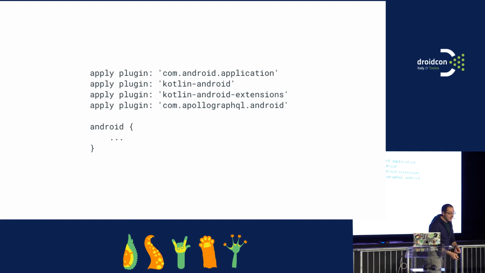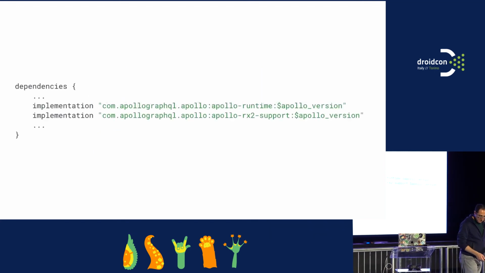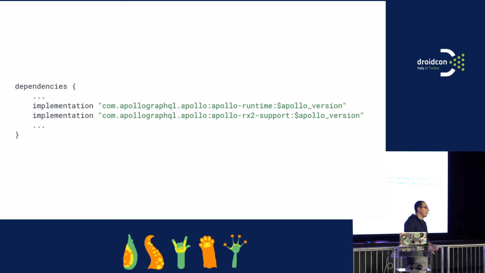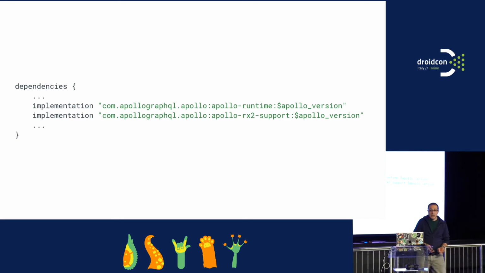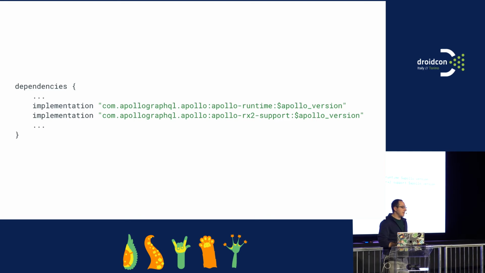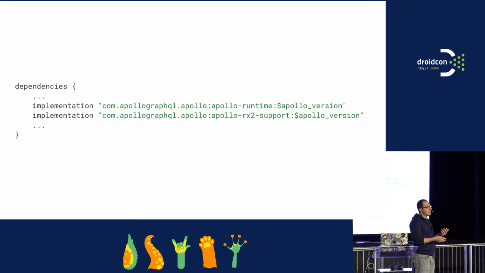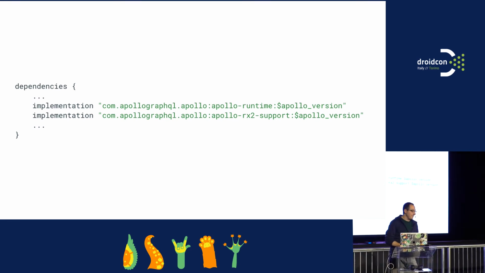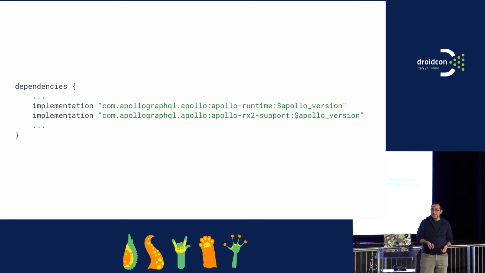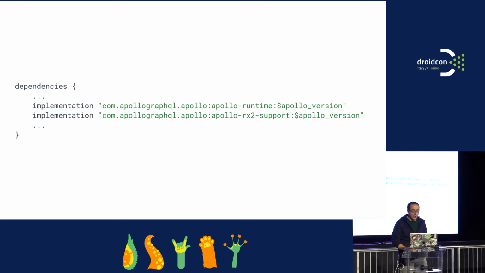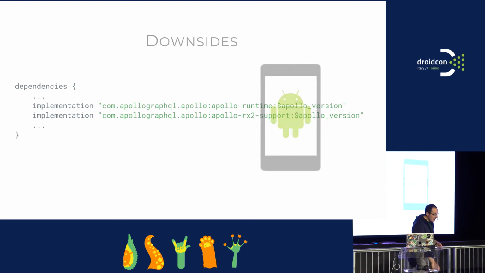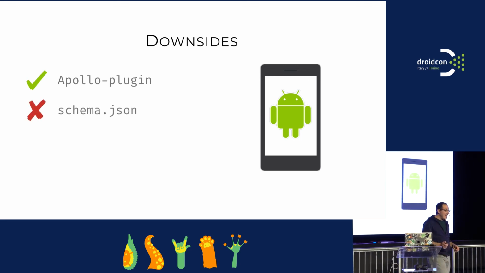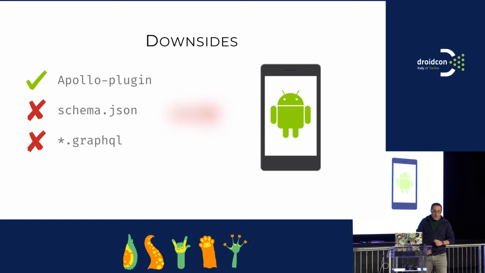Once we have the plugin, we need the dependencies. Apollo also provides support for reactive RxJava 2. It doesn't provide support for coroutines yet, but it's not that complicated to bridge from RxJava to coroutines. Of course, not everything is amazing in Apollo, and it has a very big downside: once you include the plugin, you need to add the schema and at least an empty GraphQL file, otherwise it's not going to compile at all.